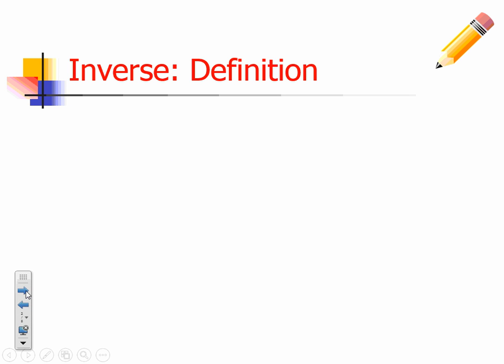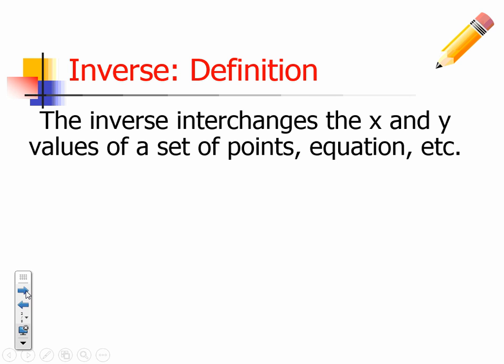So the first thing we need to write down is the definition of inverse. What does it mean to be an inverse, especially an inverse function? So basically the idea of the inverse will interchange the x and y values of a set of points, an equation, or whatever. So the inverse is going to change the x and y around. That's what that means. So the x and y will switch places.